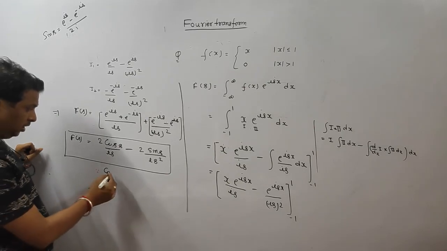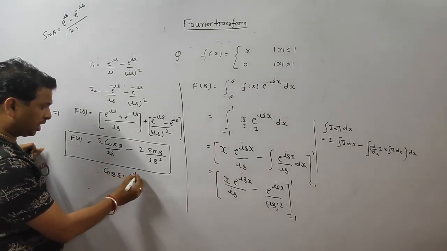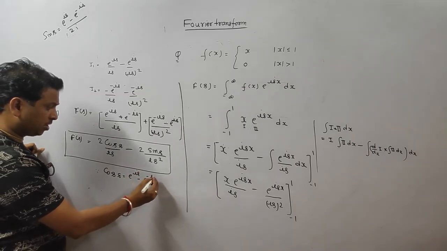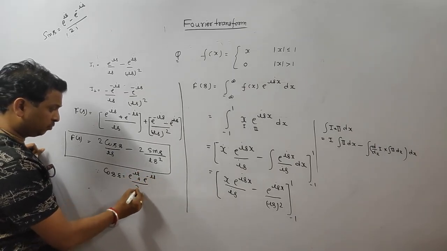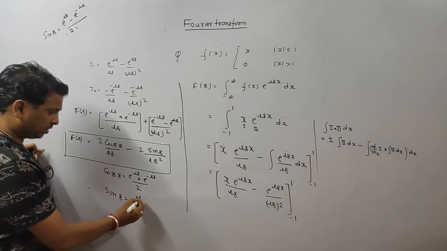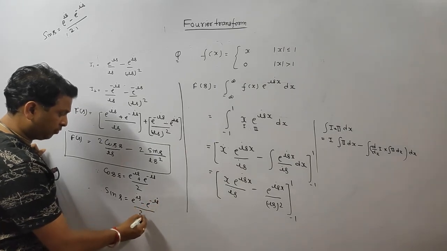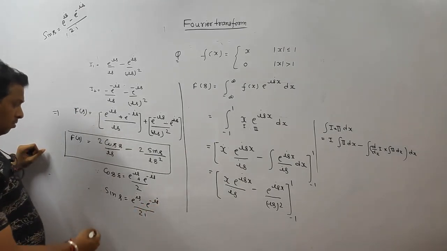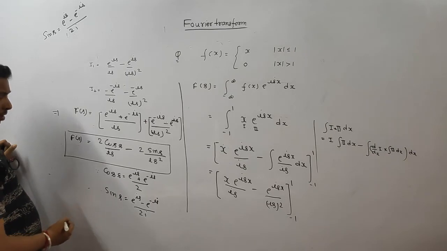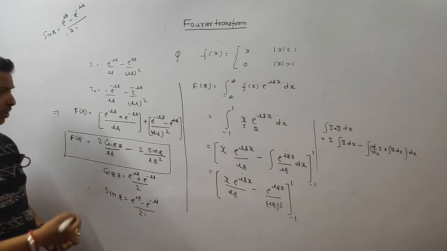So here what we used: cos s is nothing but e to the power iota s plus e to the power minus iota s by 2, and sin s is e to the power iota s minus e to the power minus iota s upon 2 iota. So again, if you want, we can simplify this one, otherwise you can leave it here.